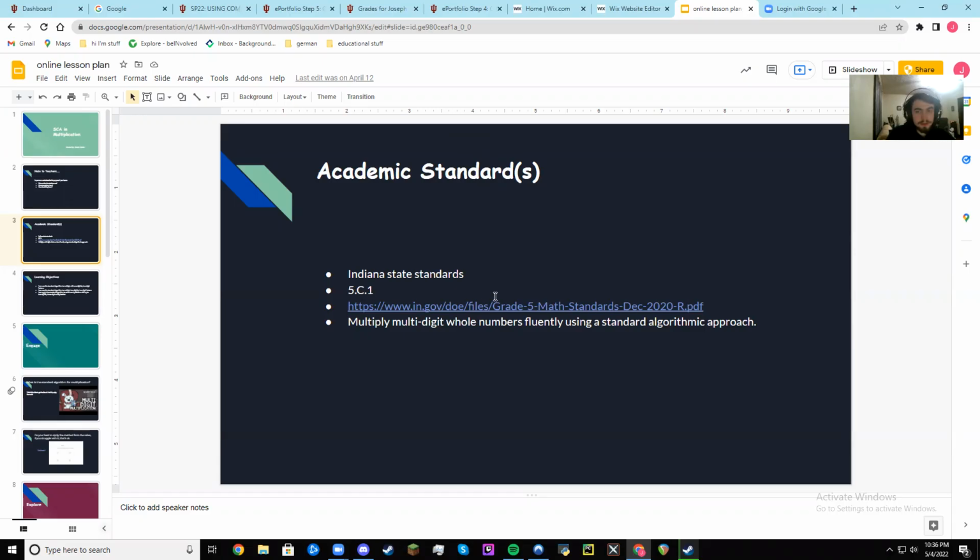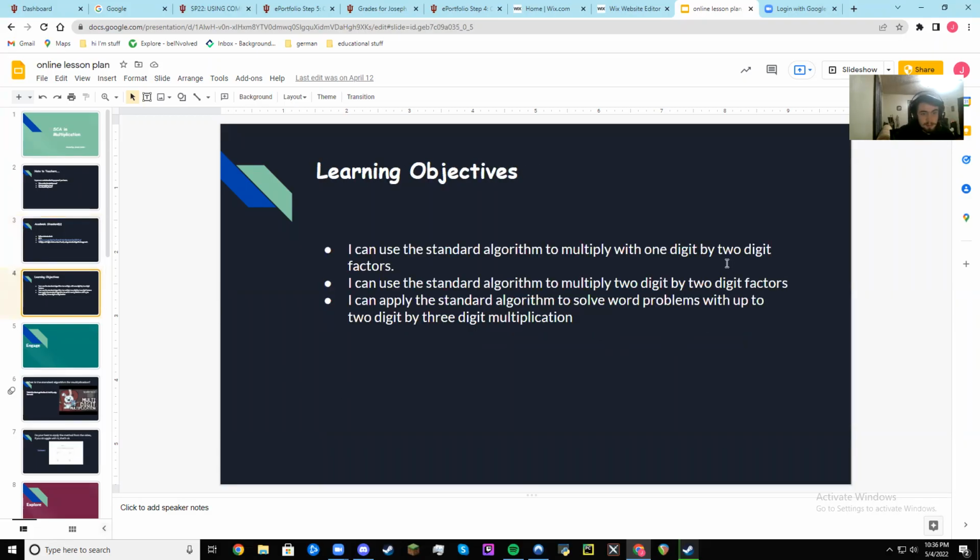5.C.1, which focuses on using multi-digit multiplication in the way of the standard algorithm, which is where you start with the ones, one multiplied by the ones, then you multiply by the tens, and then you go over to the next digit. So it's like that kind of approach. My learning objectives were basically just three different levels of being able to multiply in increasingly more complicated ways using the standard algorithm.